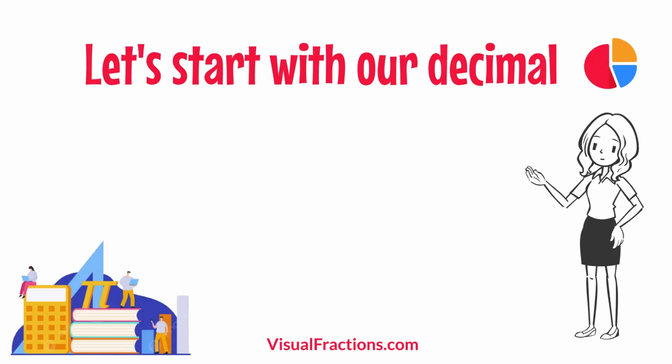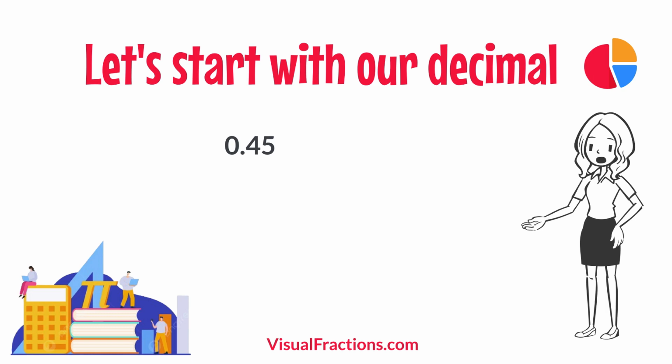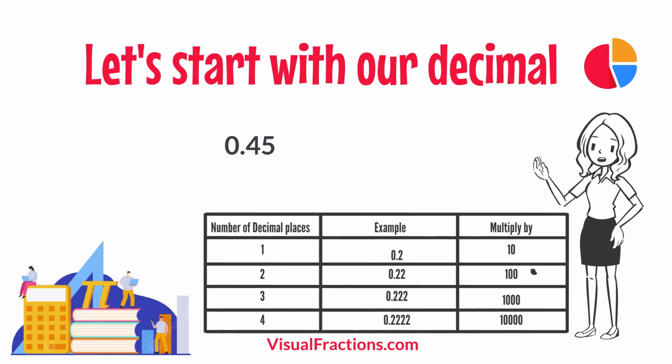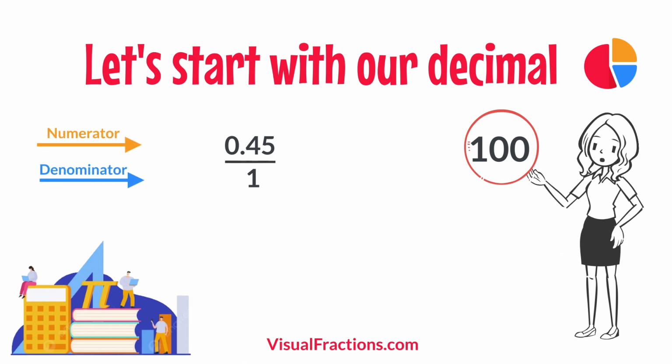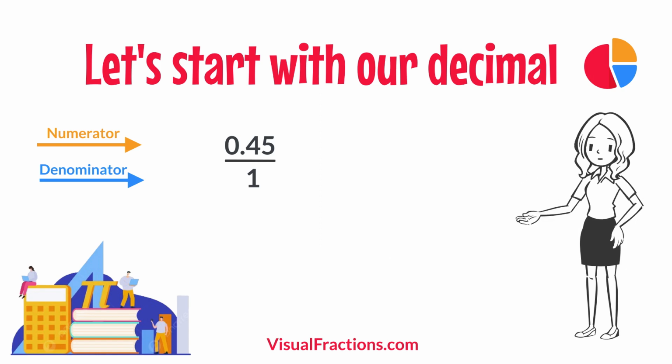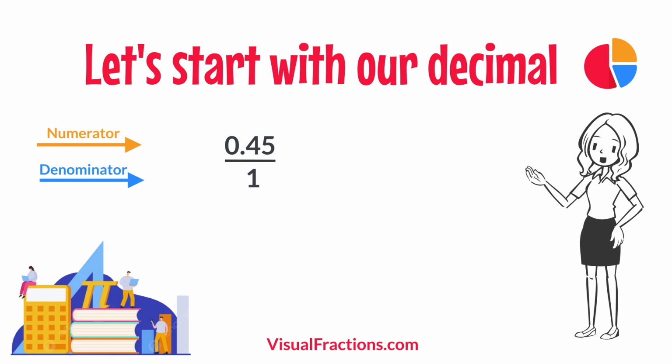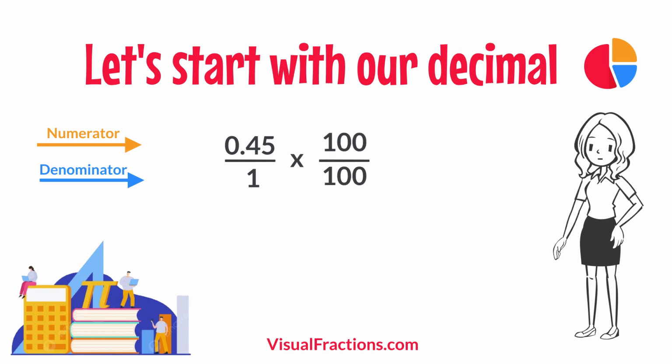Let's start with our decimal, 0.45. Notice there are two digits to the right of the decimal. This places it in the hundredths position. To convert this decimal into a fraction, you initially put it over 1, essentially treating the decimal as the numerator in a fraction where the denominator is 1. This sets up the conversion process where we multiply both the numerator, the decimal, and the denominator, 1, by 100 because there are two decimal places.